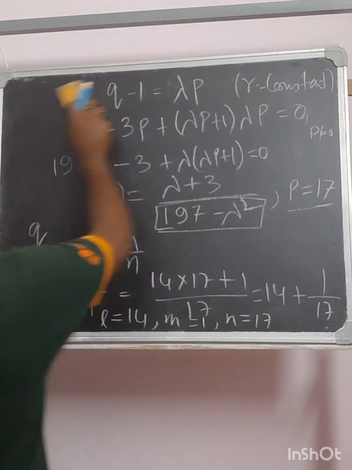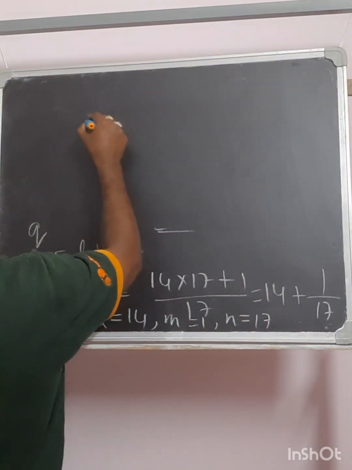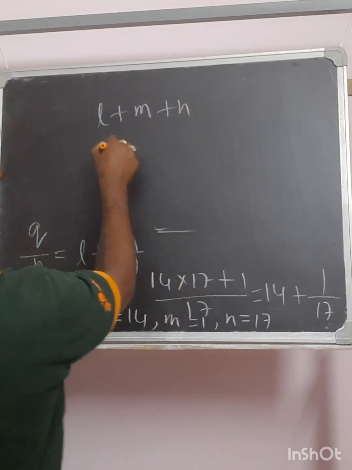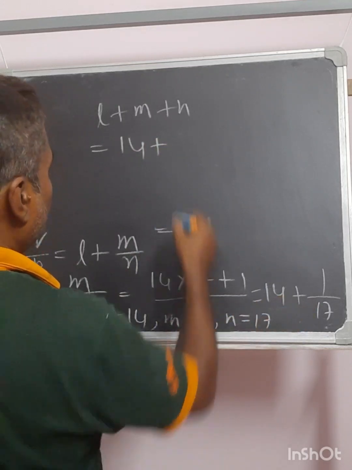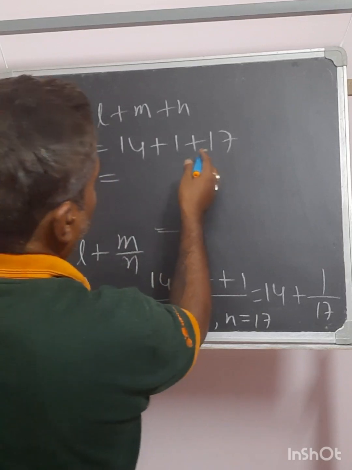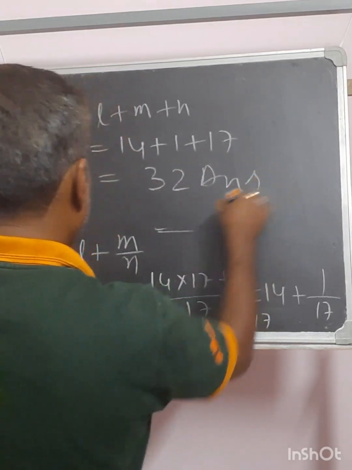So now our task is to find the value of L plus M plus N. If I take L plus M plus N, I will get L is equal to 14 plus M is equal to 1 plus N is equal to 17. That means in total it will give you 32. So here is your answer.